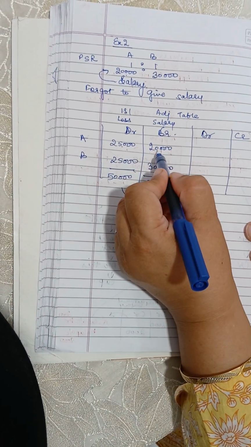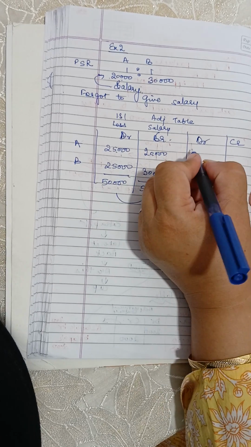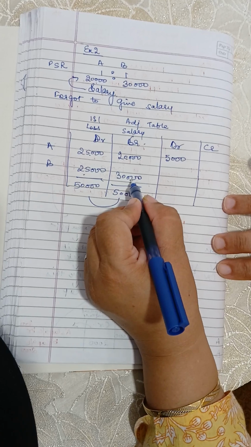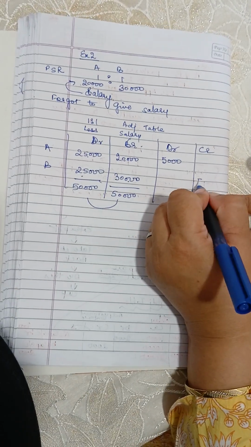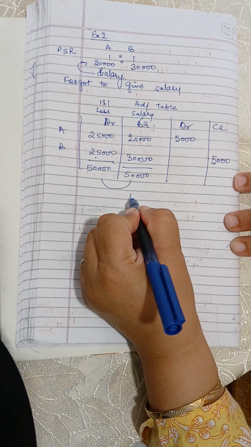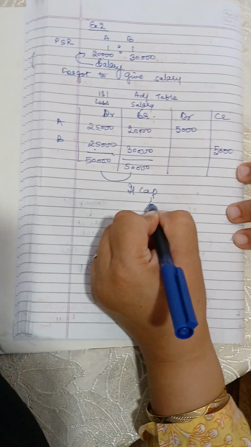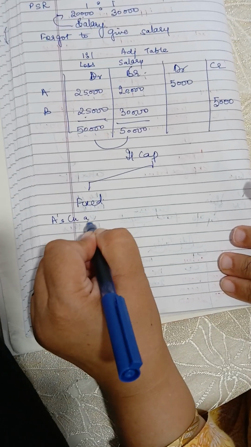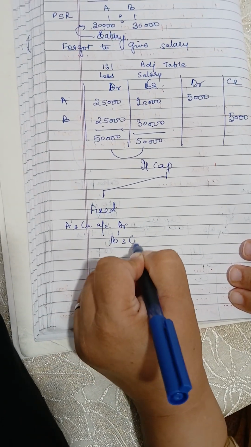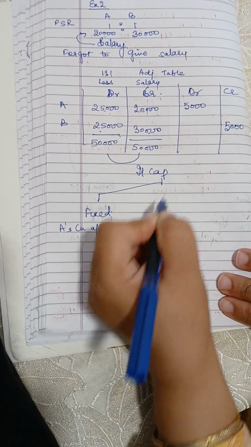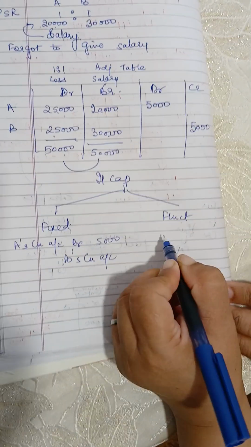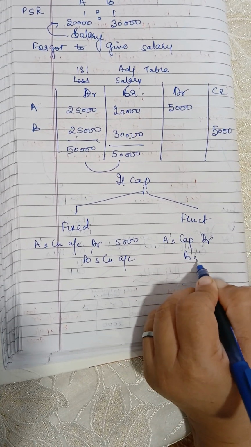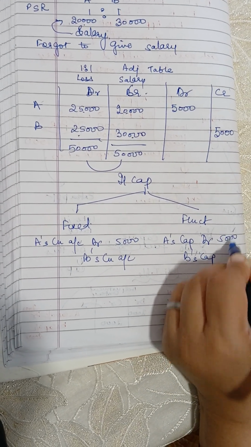A debit 25, credit 20. What is more? Debit. How much more? 5,000. Debit 25, credit 30. What is more? Credit. How much more? 5,000. If capitals are fixed, my entry will be A's current account debit, B's current account credit, 5,000. If it is fluctuating, we pass the entry through the capital account, A's capital debit, B's capital credit, 5,000. Thank you.